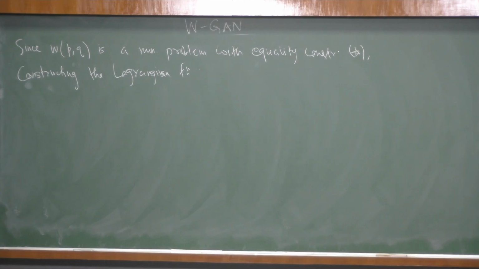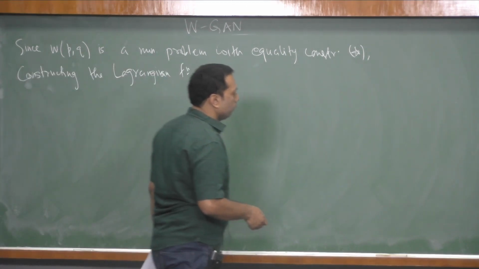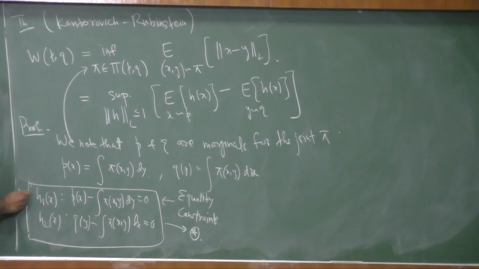So I have the expectation, which will be the integral of the distance between x and y with the joint pi(x,y), plus we introduce Lagrange multipliers. For each equality, I will have one Lagrange multiplier. In this case, I will have lambda 1 and lambda 2, but the way I am using them here, I call them f and g as Lagrange multipliers.